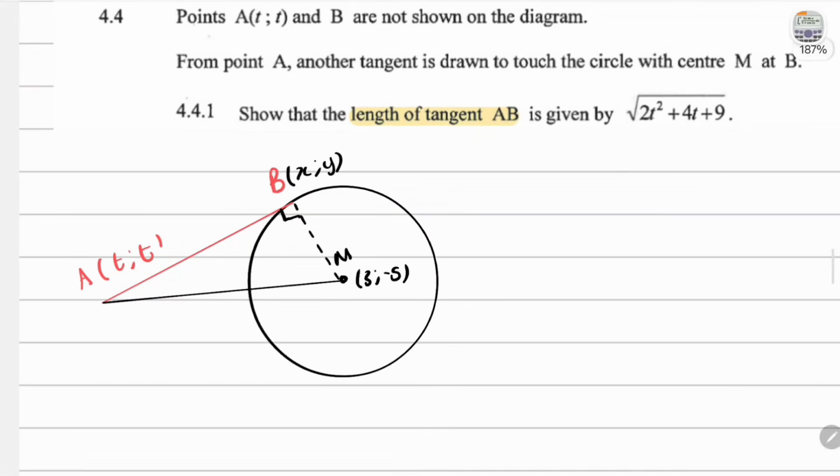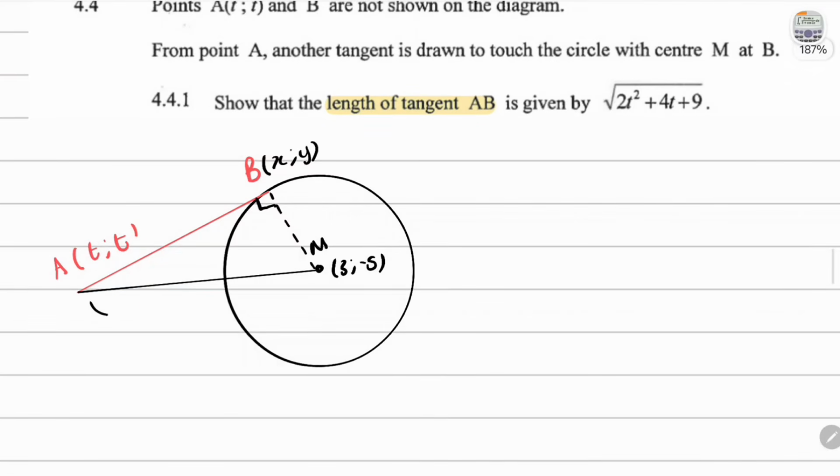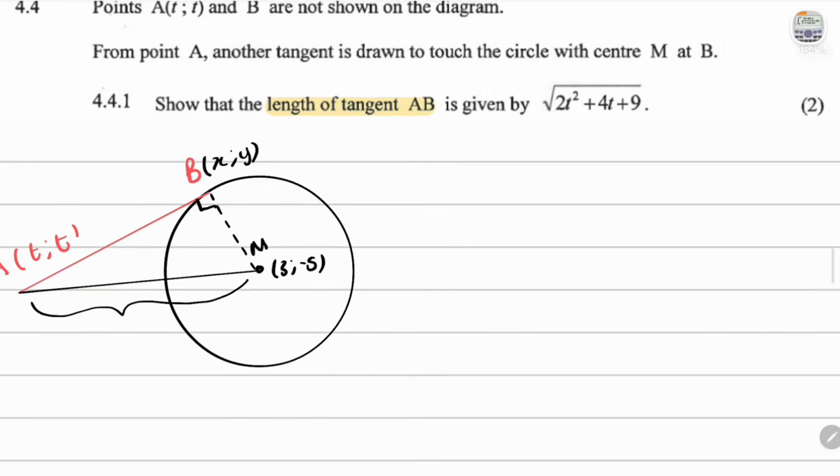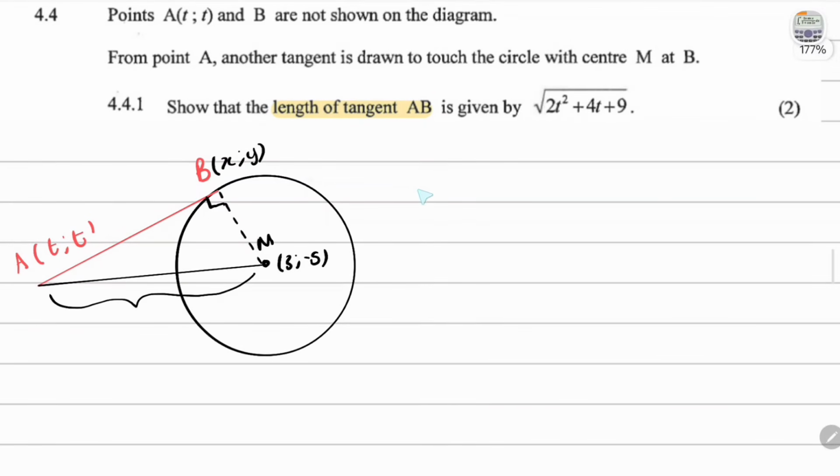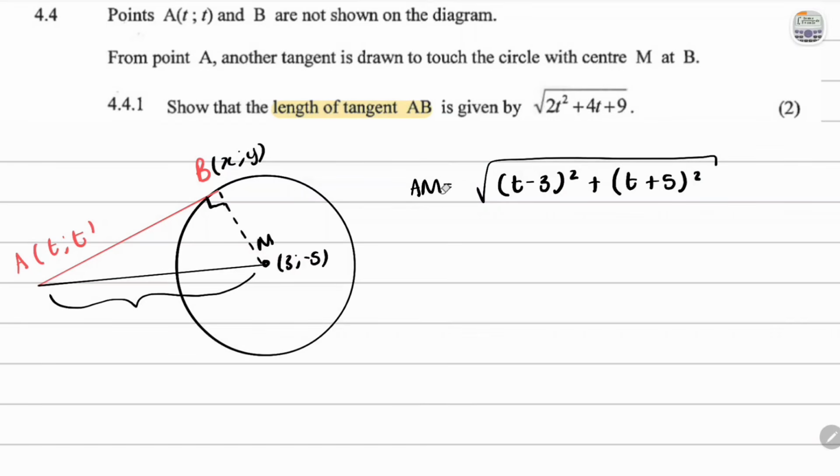Okay, so here's the thing. AM can be found in terms of t, right, using the distance formula. So we'll say that to find AM, this is equal to the square root of (x2 minus x1) squared. So we can start with the t's. So that's (t minus 3) all squared. And then plus, we'll say (t minus negative 5), which is plus 5, all squared. So this is what we'll have for AM.